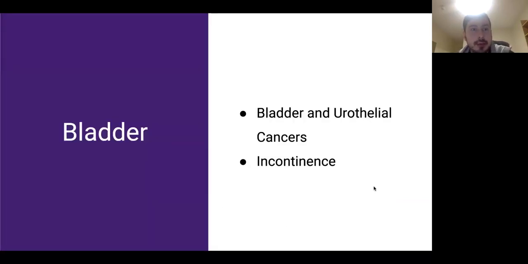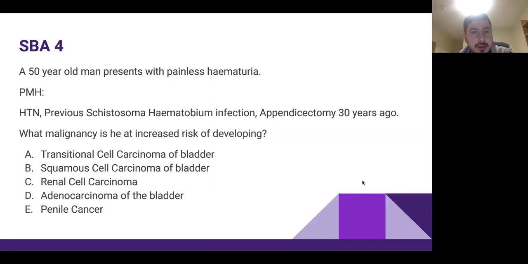Let's move on to the bladder now. So a 50-year-old male presents with painless hematuria, and you're given the past medical history. What malignancy do you think he's at increased risk of developing?